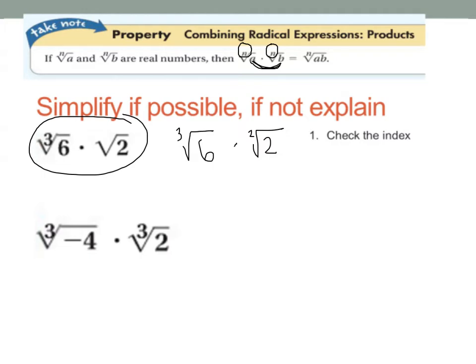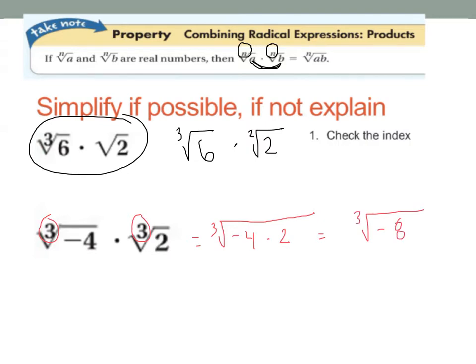Now if I look at my second problem, first you check your index. They're both index 3. So since they're both index 3, I can rewrite this as -4 times 2, and I have to make sure to write my index 3. This is going to become a -8, index 3.